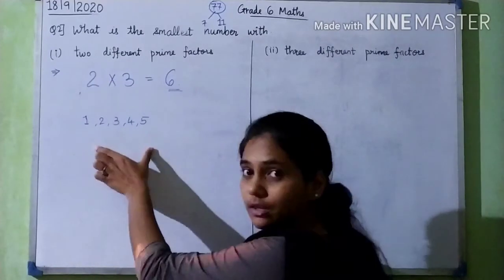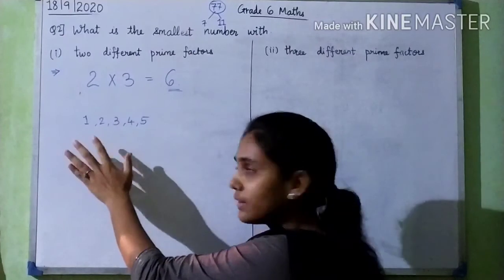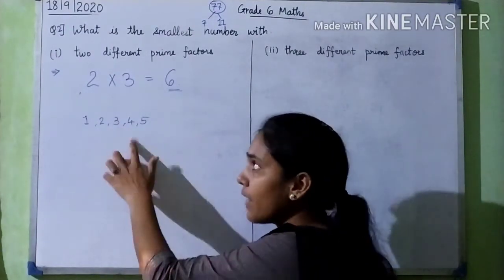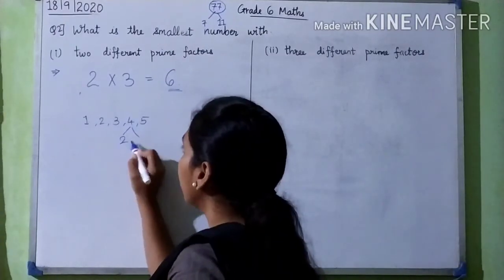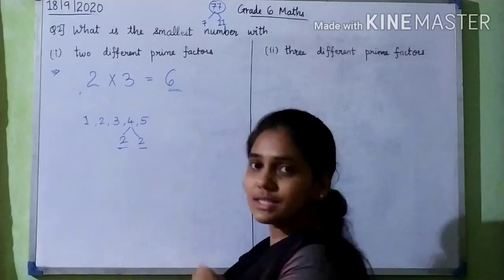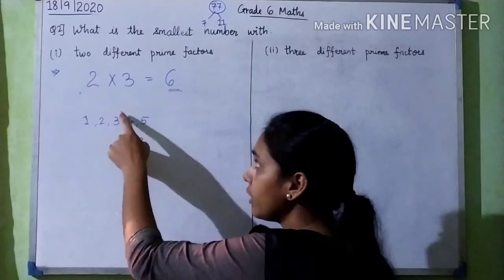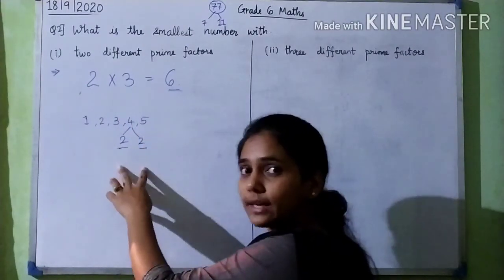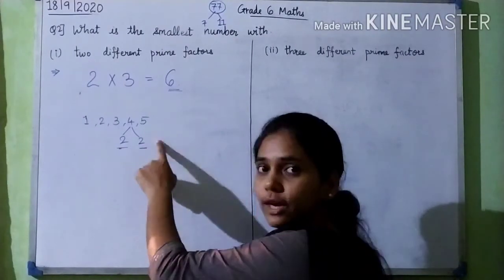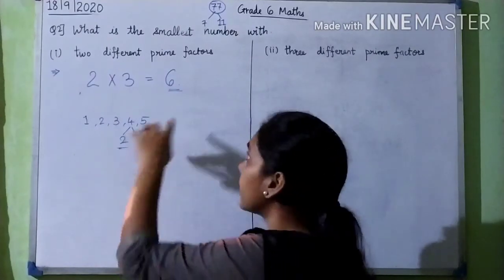But do they have factors? Does 1 have a factor? Does 2 have factors? No. Does 3 have factors? No. 4 has factors. 4 can be separated as 2 into 2. But here, both these numbers 2 and 2 are the same. Even though they are prime, they are the same, right? So, 4 is a number which has 2 factors, but those 2 factors are the same. Okay? Then if we go to 5, 5 also doesn't have factors. So, the smallest number is 6.